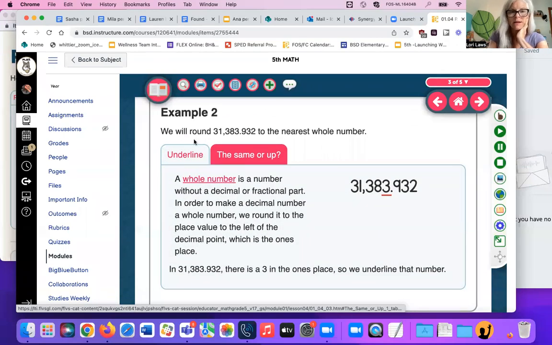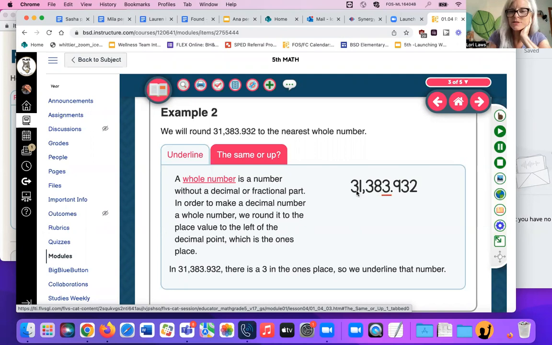How about this one? We will round 31,383.932 to the nearest whole number. When they say nearest whole number, they mean 1 in this case, because 1 is a whole thing. So think about whole cakes. Over here, you have almost a whole cake, but not quite. So we're rounding to the ones place. So we underline the ones place, and then we look at the number to the right and show me with your fingers, are we going to round up or down? Yep, I see a lot of ups.